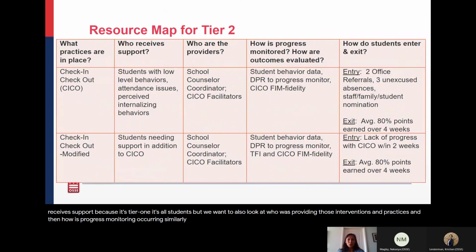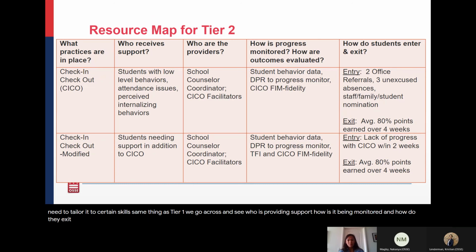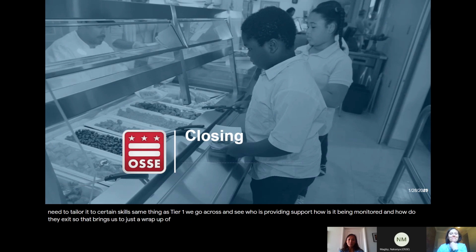Similarly, we do a resource map for tier 2. And again, you start off with the mild, minor behaviors using a check in and check out systematic system. That's the same for students who are in that. And then it bumps up to a modified version if we need to tailor it to certain skills. Same thing as tier 1, we go across and see who is providing the support, how it is being monitored, and how they exit. All right, so that brings us to a wrap up of what we learned today.